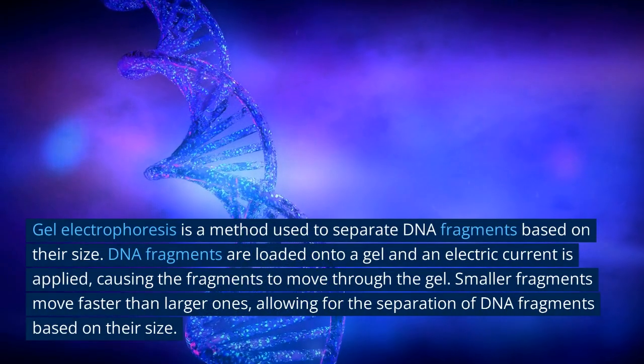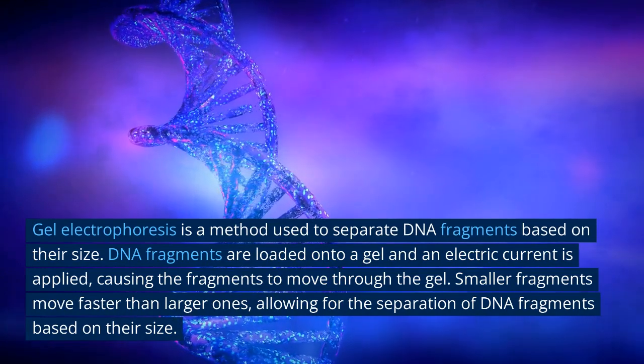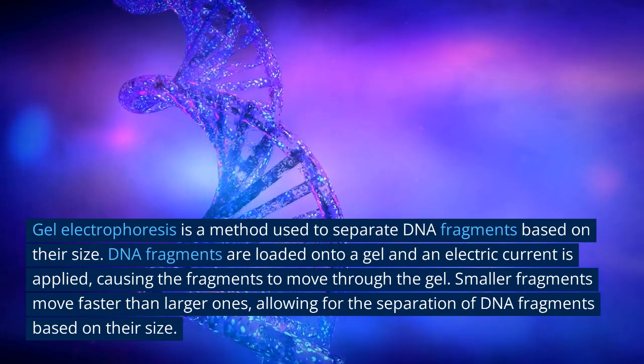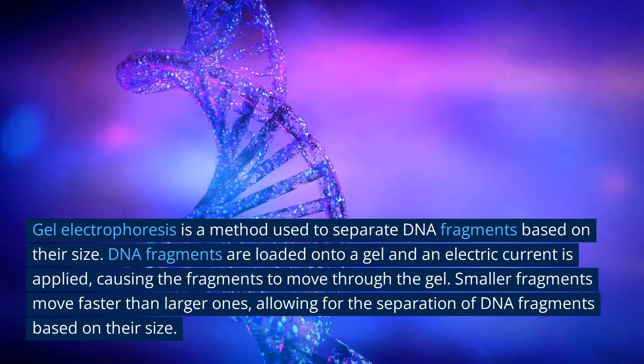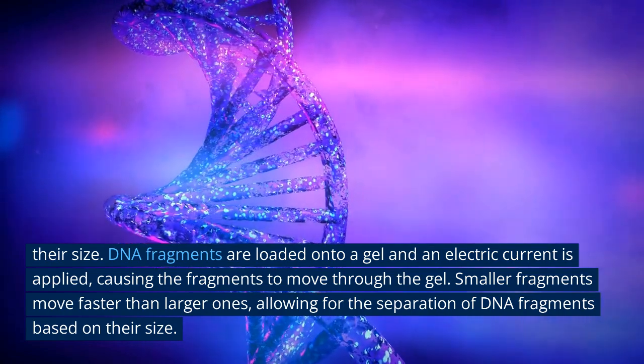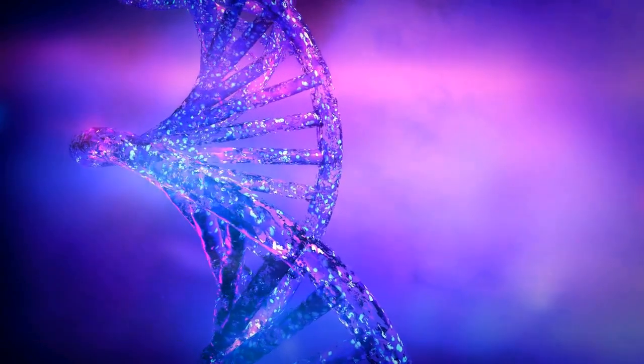Gel electrophoresis is a method used to separate DNA fragments based on their size. DNA fragments are loaded onto a gel and an electric current is applied, causing the fragments to move through the gel. Smaller fragments move faster than larger ones, allowing for the separation of DNA fragments based on their size.